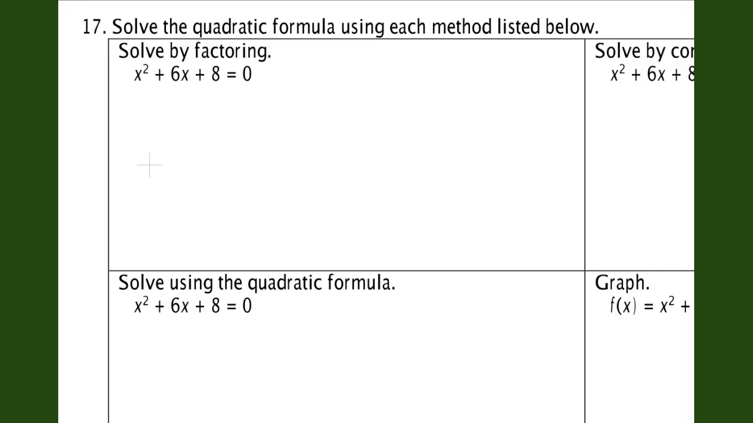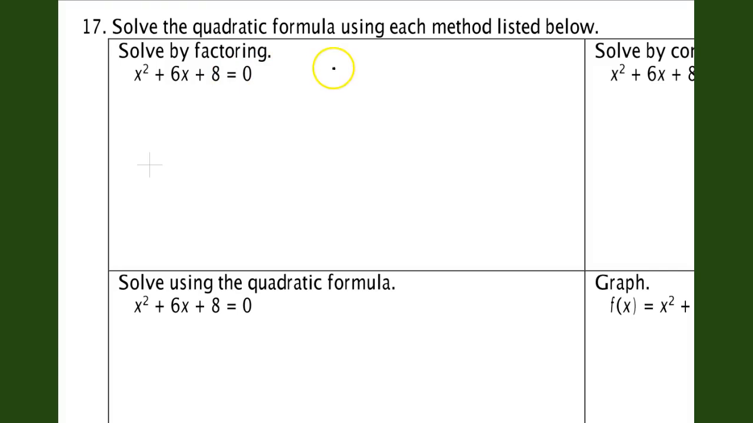All right, let's move on to number 17, where we're going to solve the same quadratic equation 4 different ways: by factoring, completing the square, quadratic formula, and then also to graph it and see where the x-intercepts are. So let's do the factoring first.